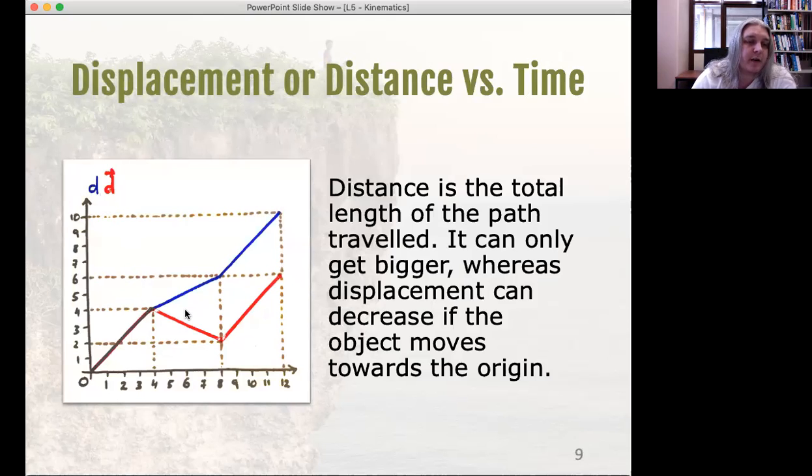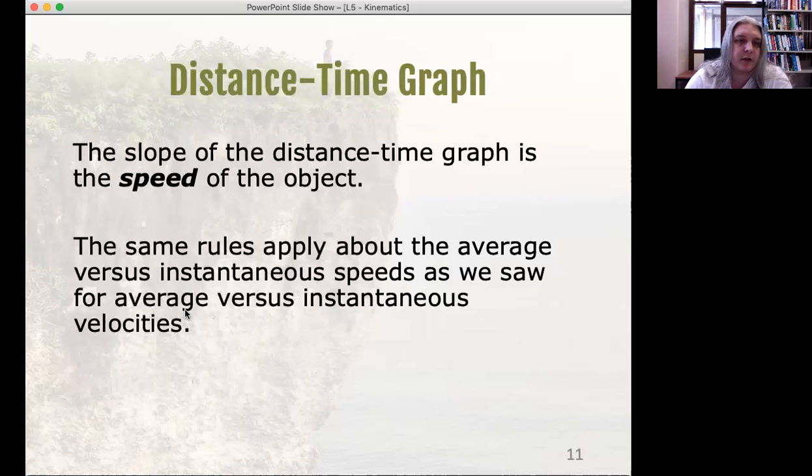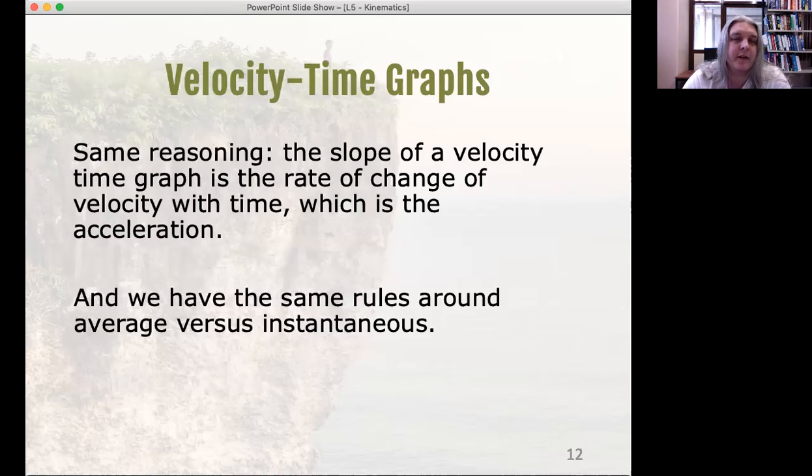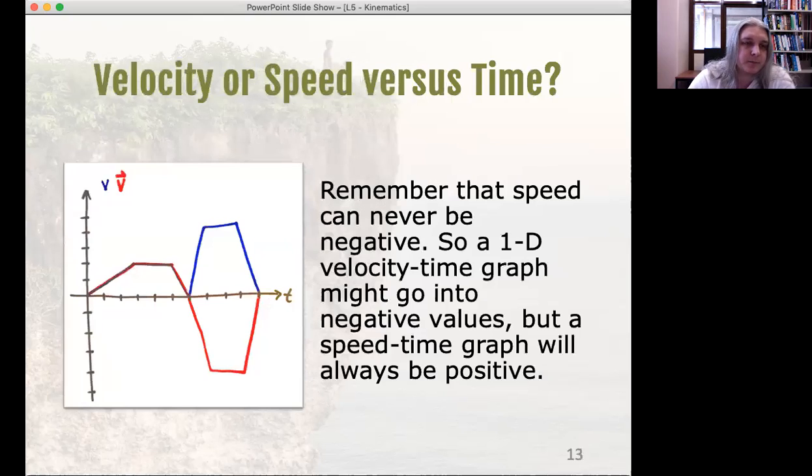The velocity time graph, the slope would then be the acceleration, because rise over run, change in velocity over change in time, is how we define acceleration. Again, with velocity and speed can decrease. So speed can decrease even though it's not quite the same as displacement distance.